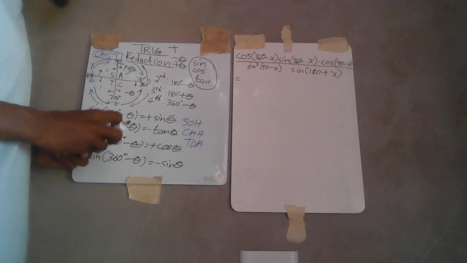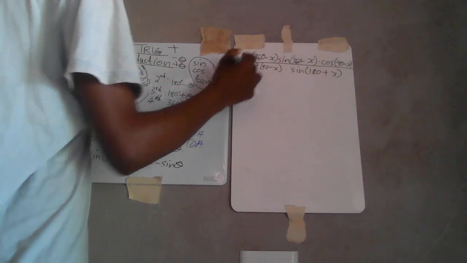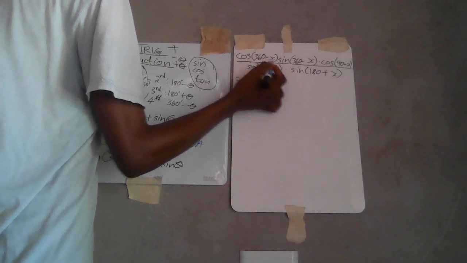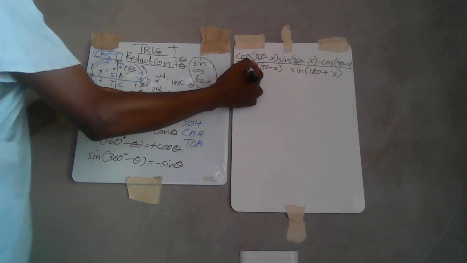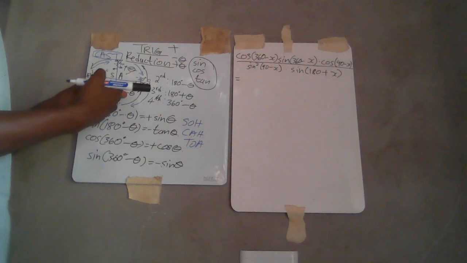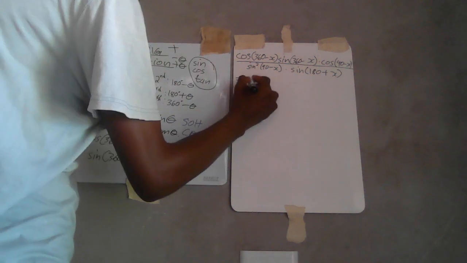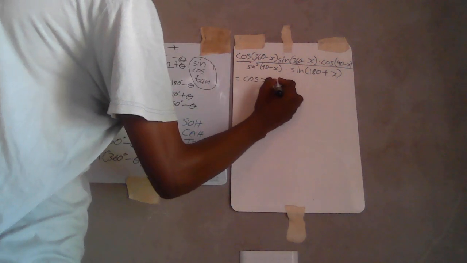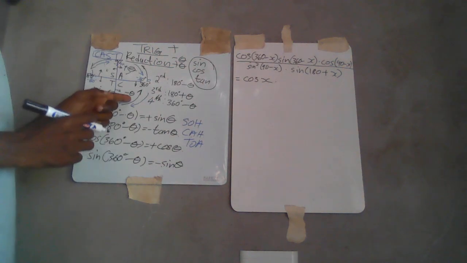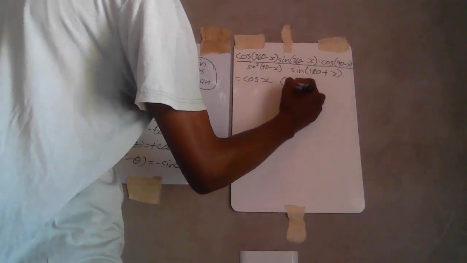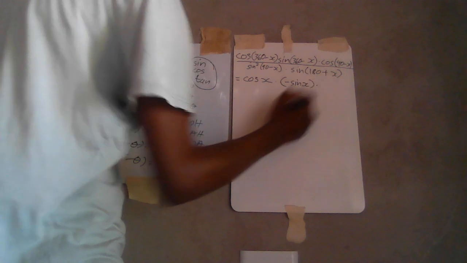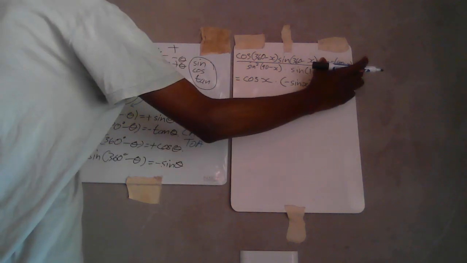Now on this one, we are having cos 360 minus x. 360 minus x takes us to the fourth quadrant. Is cos positive in the fourth quadrant? Yes, it's positive. So we're having positive cos x. Times sine 360 minus x, again fourth quadrant. Is sine positive in the fourth quadrant? No, it's negative. So we're getting negative sine x.